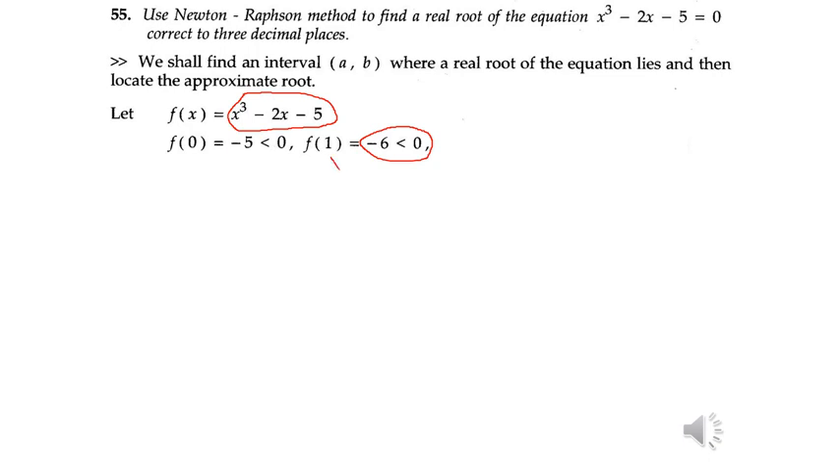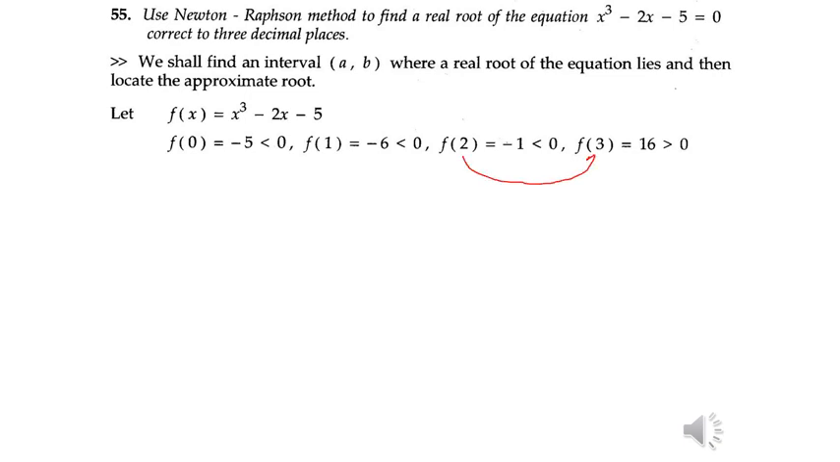So let us take in the place of x now 2. If you take 2, you will get in the RHS the value as minus 1, which is again negative. Now let us go for one more value of x. Let us take the value of x as 3. Once you take x equal to 3 in this place, you will get the answer as 16, which is positive.